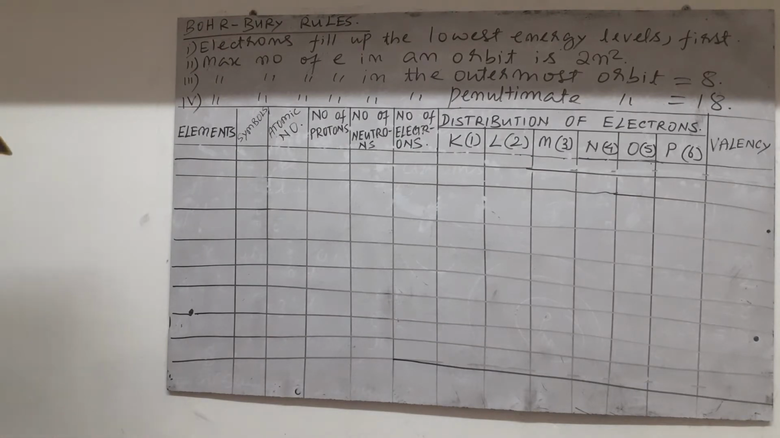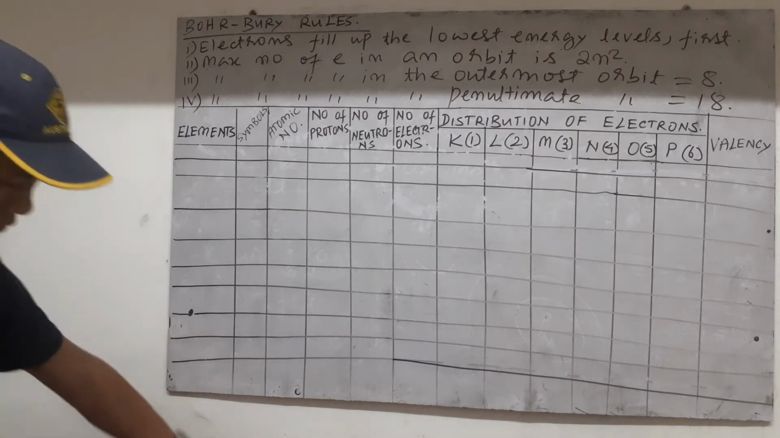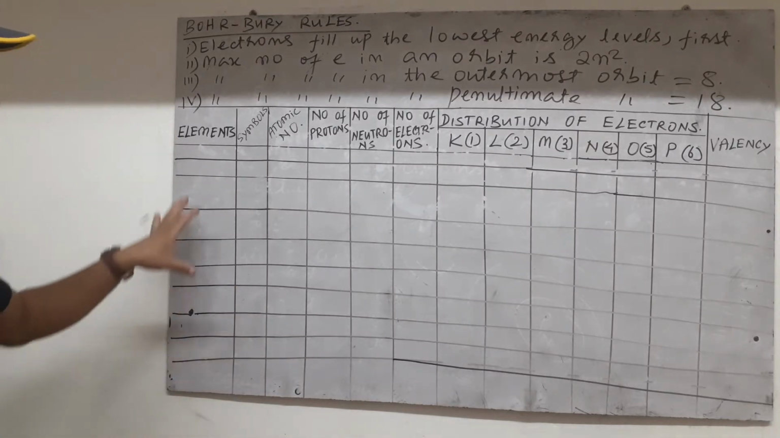So the first 20 elements we're going to do in this class as we start the activity. You can continue to draw down and make it 20 later on. For me, I don't have space.